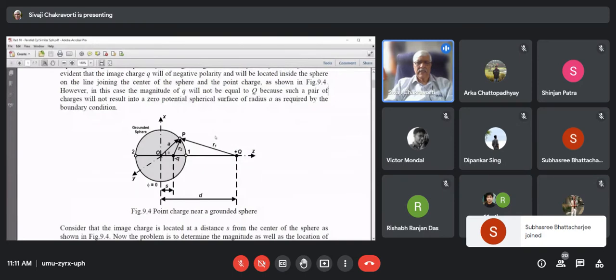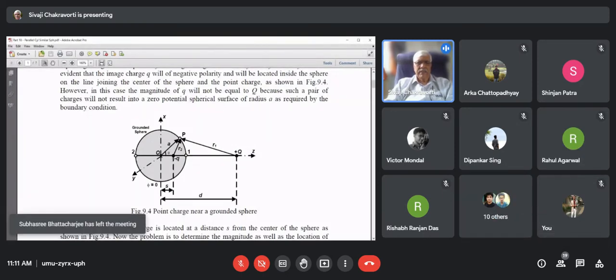So first we are starting in this way, that let's say instead of two spheres, I am taking only the grounded sphere. You can see here the grounded sphere. And then I am saying that on this point, at a certain distance d from the center of the sphere, I have plus q charge. This is my assumption.